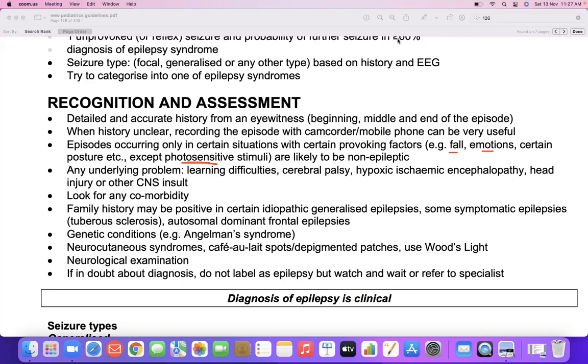Okay, it will come suddenly. They feel something and they start, but with no provoking factors. Don't confuse provoking factors with aura. Okay, don't get confused with that.